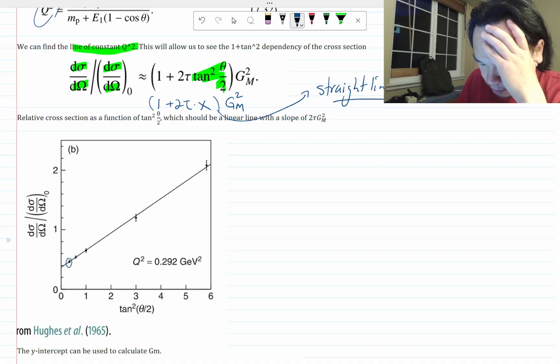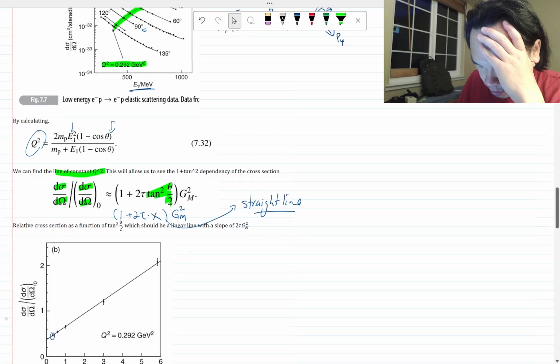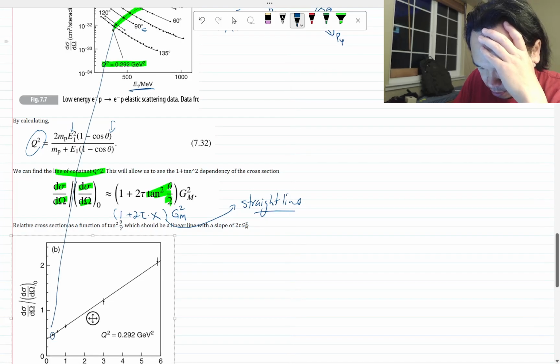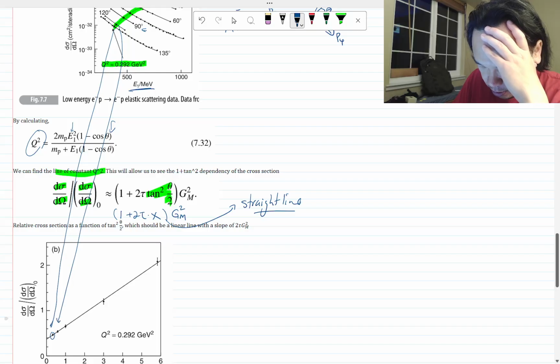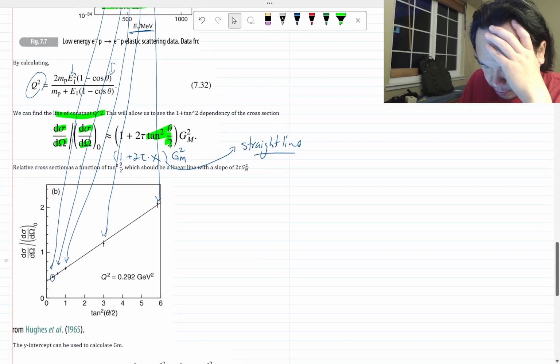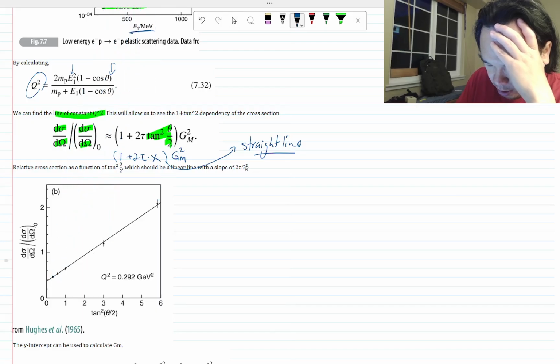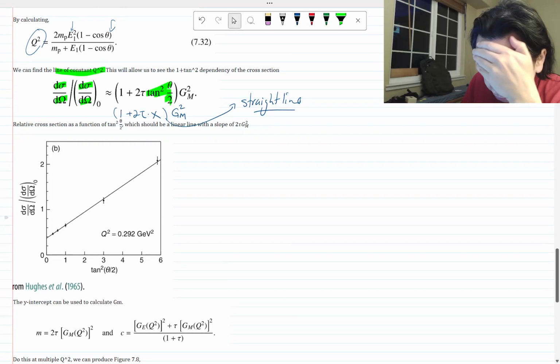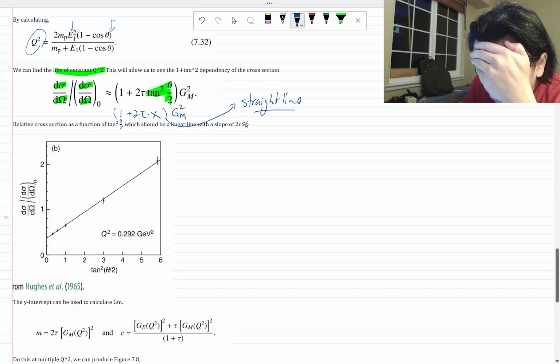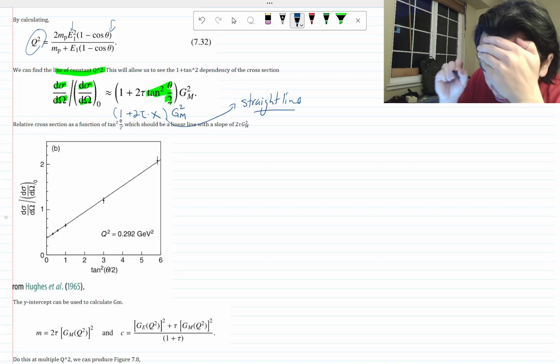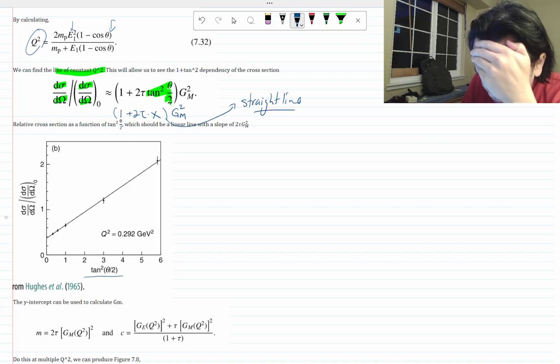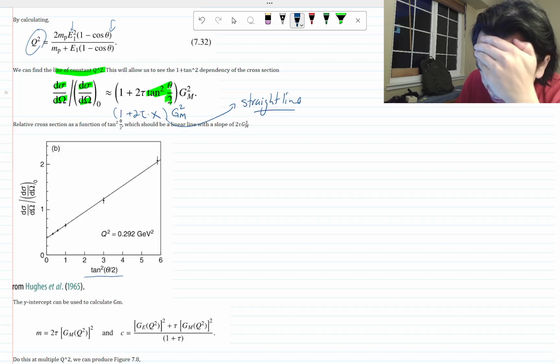So this particular point here came from over here. The next point came from here. The next point came from here. The next point came from here. The next point came from here. So basically what you're doing is teasing out information from one plot into another. Instead of plotting them against each other directly, you plot the tan squared theta over 2 of this, and what you should get is a straight line.